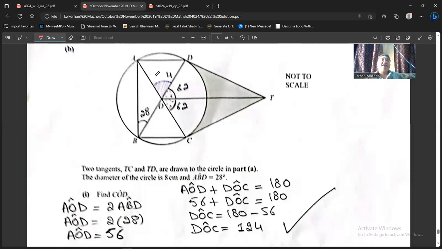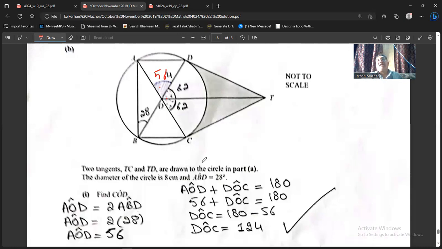So if I know this angle, that is 56, very easily I can find this whole angle COD. It's a straight line. AOC is a straight line. If I know this angle, I can find out this angle. From 180 subtract 56. The sum of the adjacent angles on a straight line is 180.